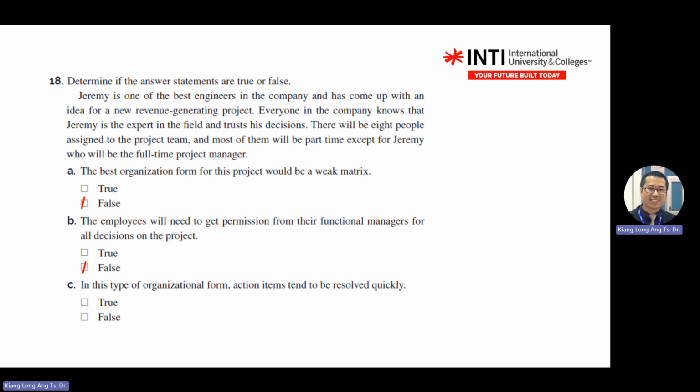So when they trust you, they will let you make decisions. When they let you make decisions, there is less conflict. So you're moving towards strong matrix, although it's balanced. But the whole working or operation of the organization will move towards strong matrix and project-based organization. Okay, the third one is true. In this type of organization, action items tend to be resolved very quickly because you are managed by an expert.